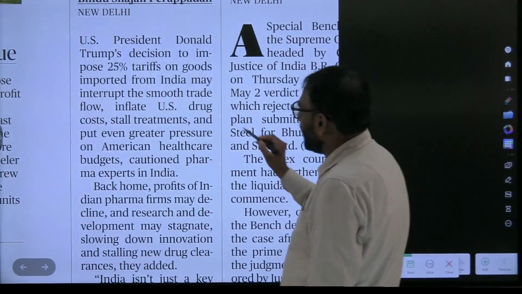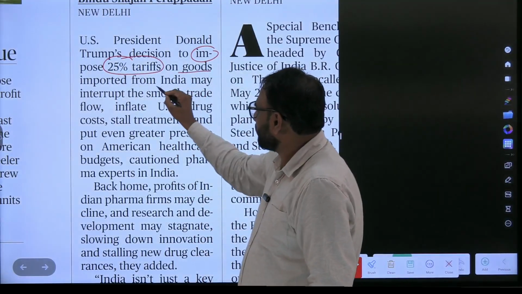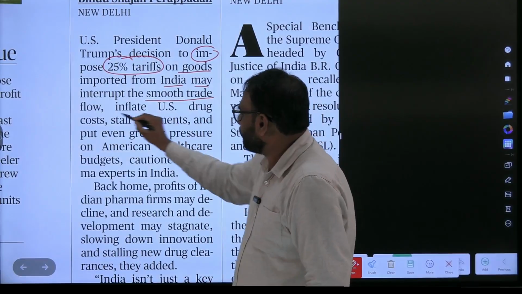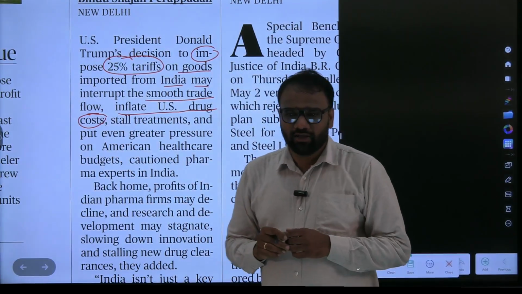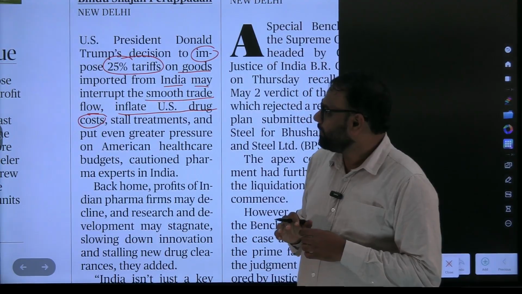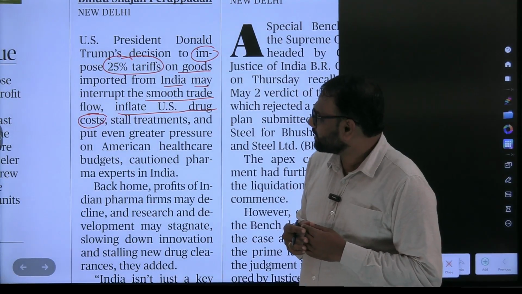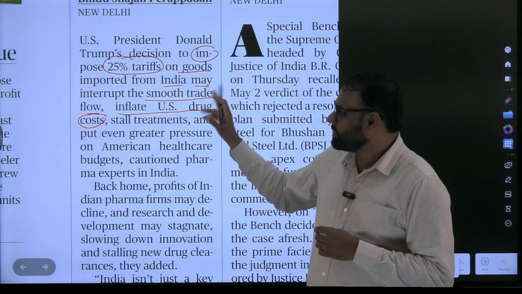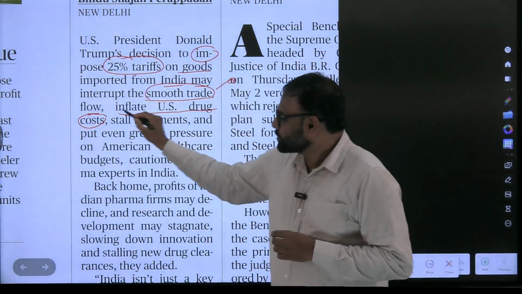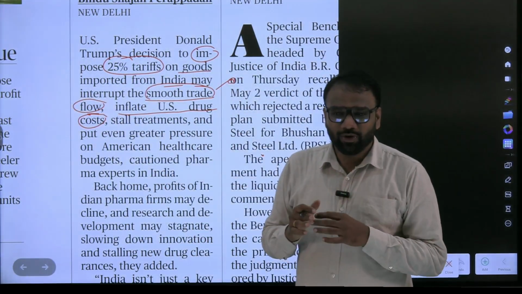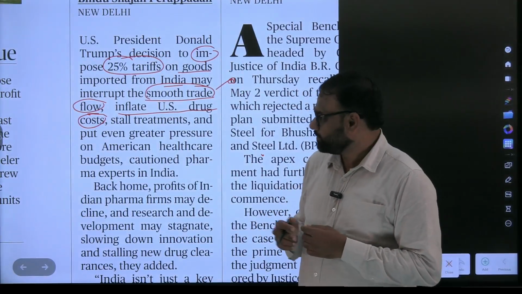US President Donald Trump's decision to impose 25% tariffs on goods imported from India may interrupt the smooth trade flow, inflate US drug costs. Here it's all about understanding. So US President Donald Trump has decided to impose a tariff rate of 25% on goods imported from India. It will disturb the smooth trade flow. So previously whatever trade existed, automatically it will come down. So here you have to understand, that's it.